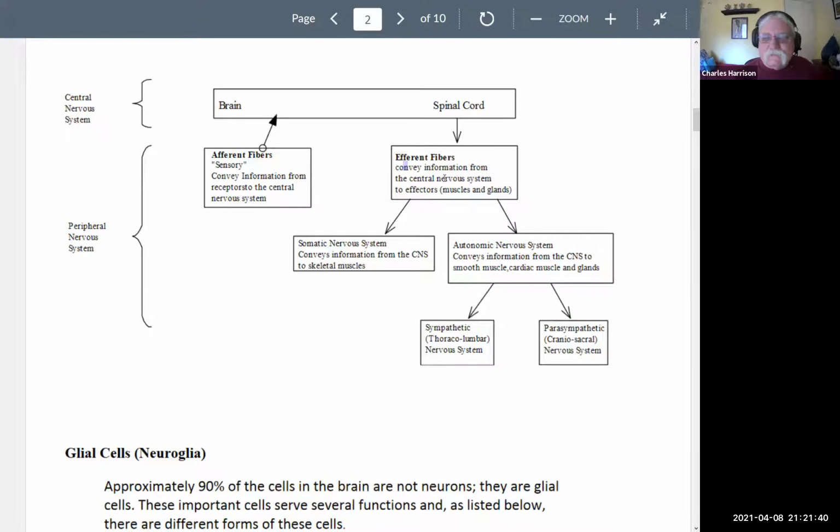Some of the efferent fibers go to the autonomic nervous system. The autonomic nervous system takes information from the central nervous system to smooth muscle, cardiac muscle, and the glands. On the other page a moment ago, I called that area glandular epithelium. And that's correct. And glands is correct.